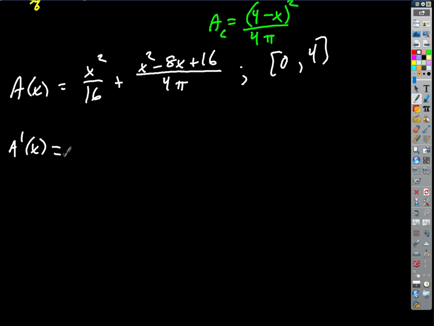So we'll just differentiate term by term. First part's pretty easy. What's that? Derivative of x squared over 16. 1/8 x. So we'll just leave it as x over 8, how about? Plus. Now for this part, why don't we just pull the 1 over 4 pi out front, and then just differentiate that polynomial. So what do we get? 2x minus 8.